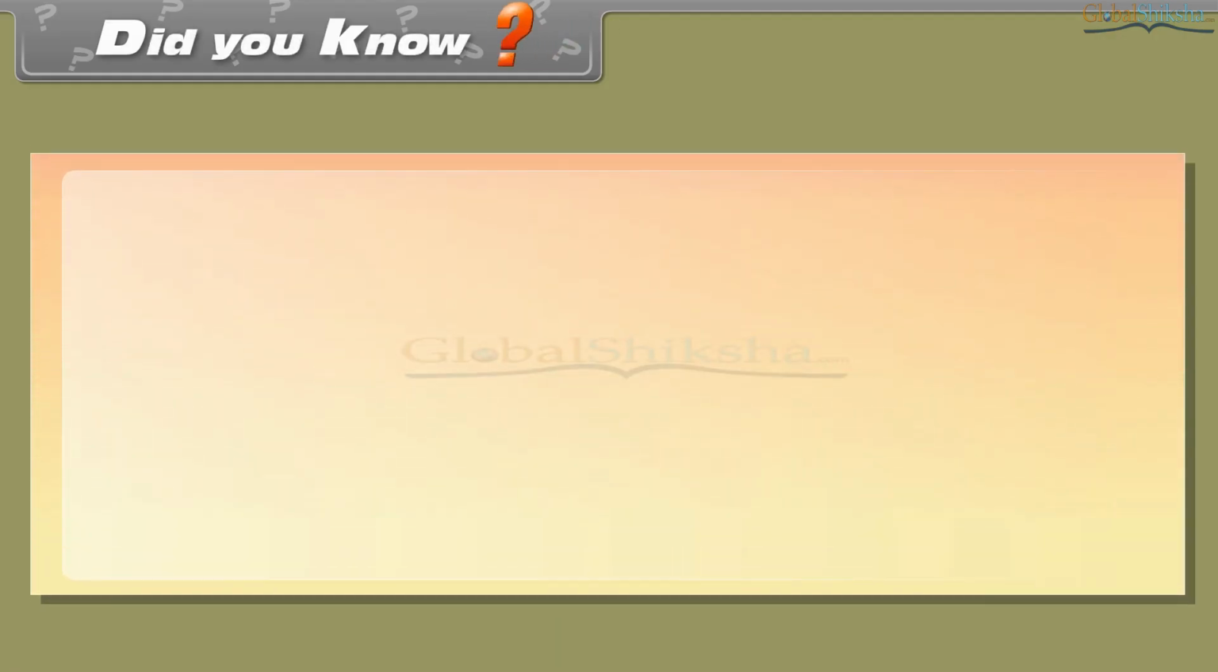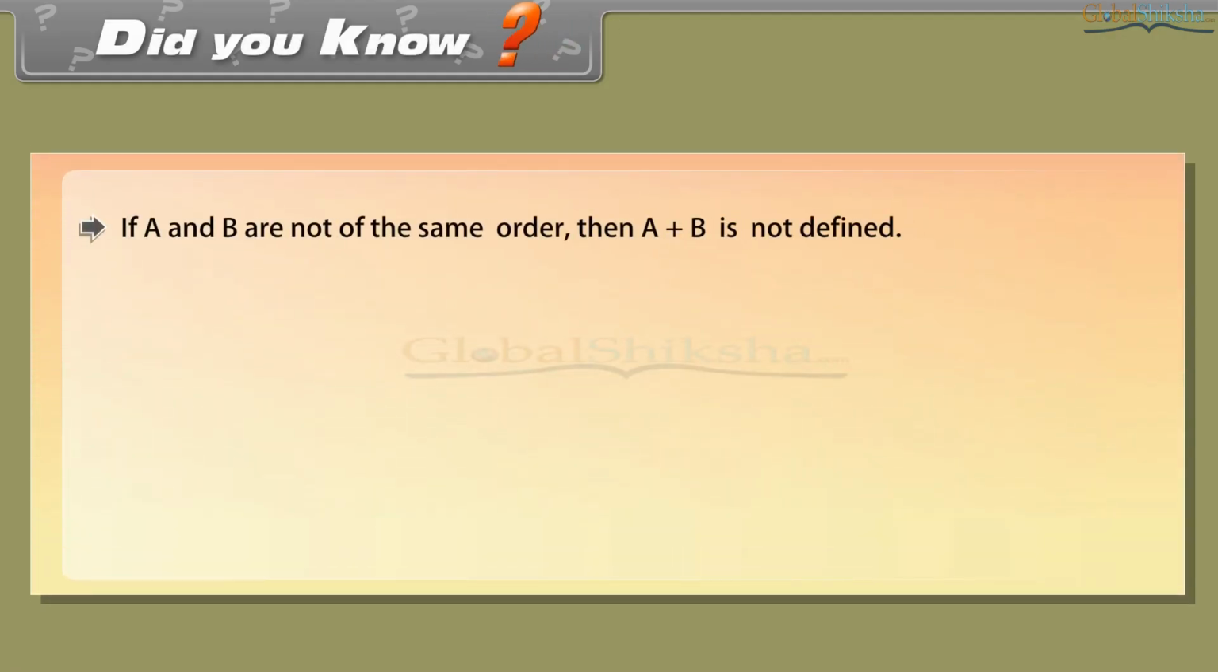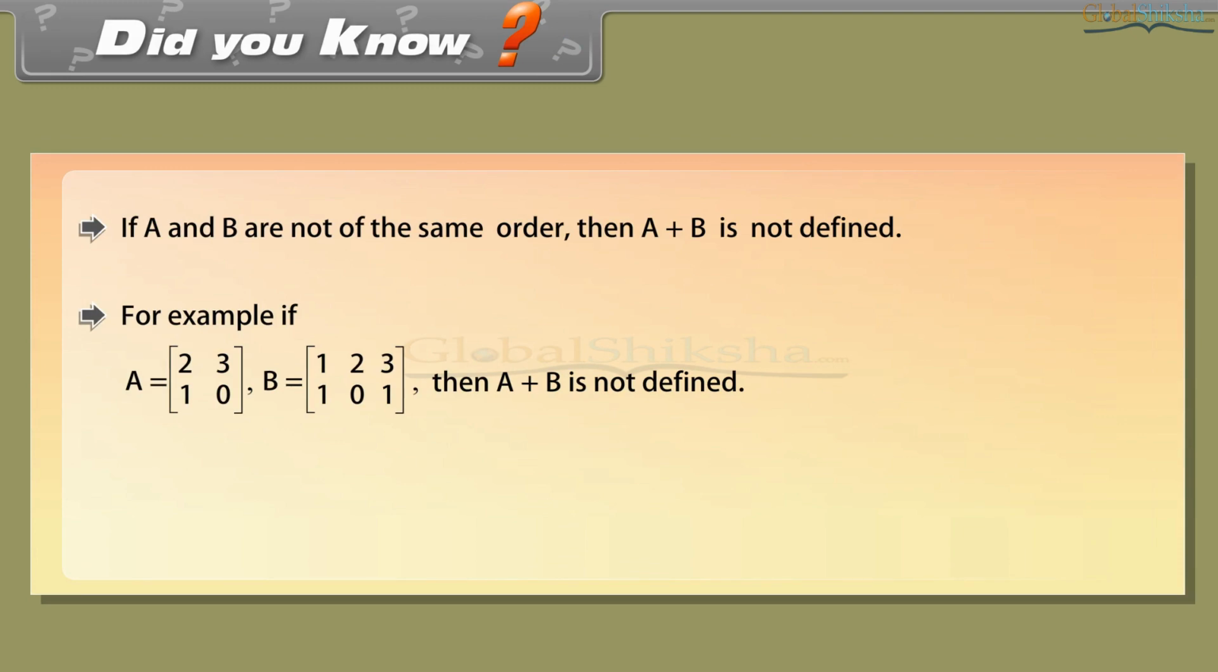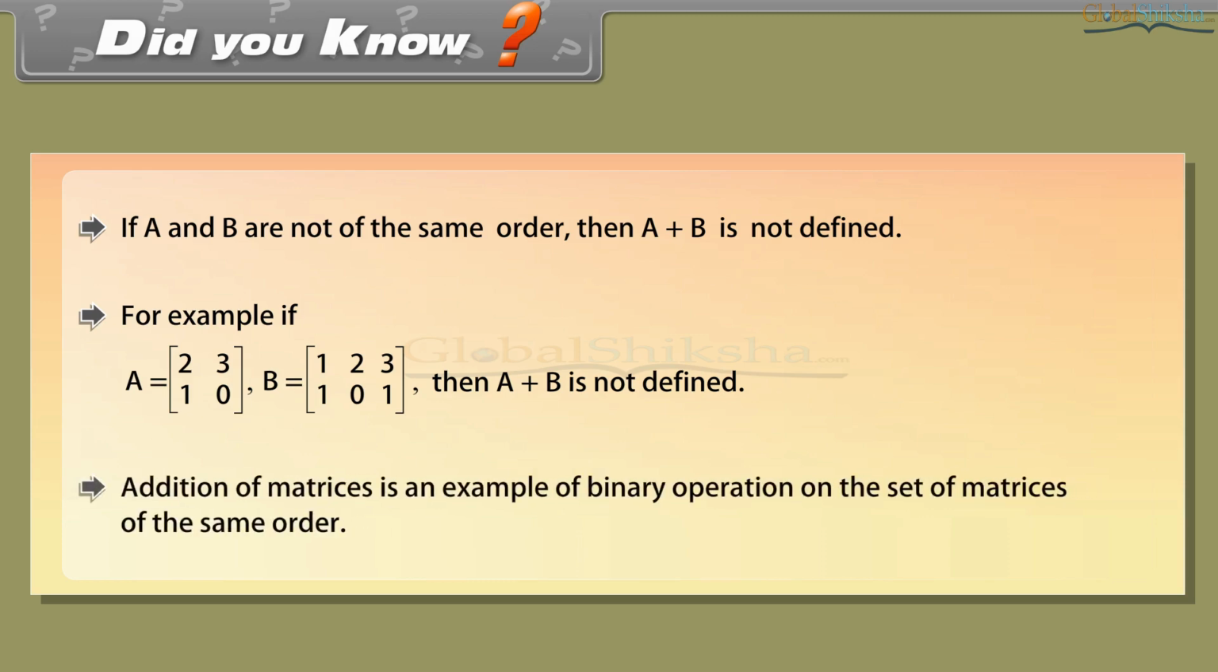Did you know? If A and B are not of the same order, then A plus B is not defined. For example, if A is equal to row-wise first row 2, 3, second row 1, 0, B is equal to row-wise first row 1, 2, 3, second row 1, 0, 1, then A plus B is not defined. Addition of matrices is an example of binary operation on the set of matrices of the same order.